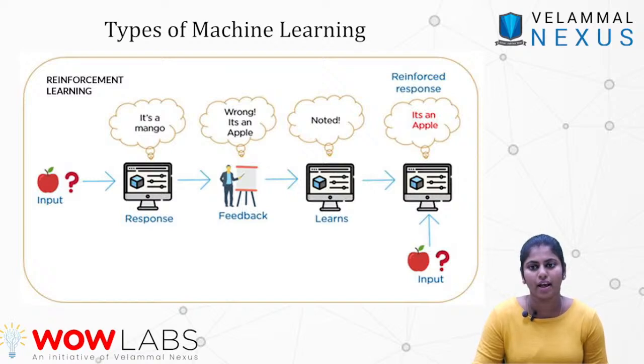This type of training has three main components: the agent, which can be described as the learner or decision maker; the environment, which is everything the agent interacts with; and the action, which represents what the agent can do. So that's it for machine learning.